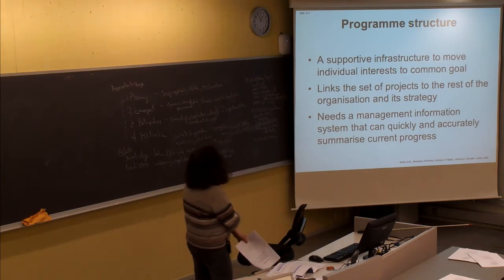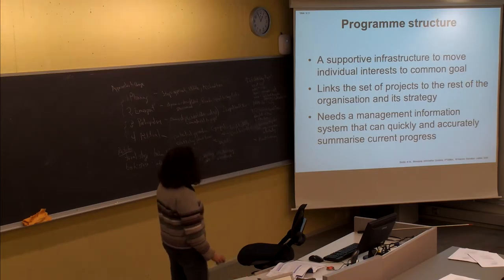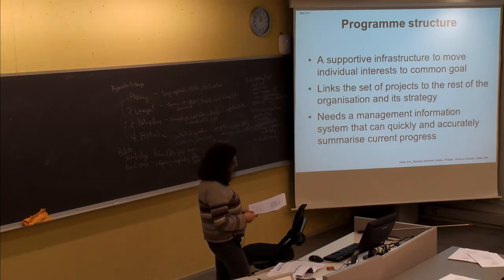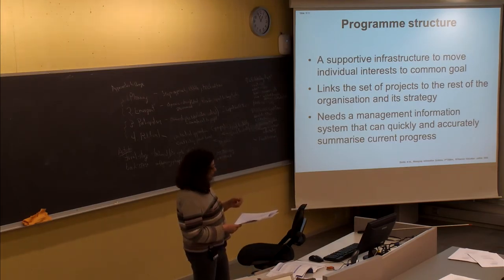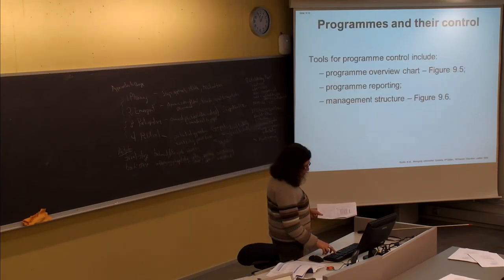Okay, program structures can allow different types of individuals, crews or groups to move towards a common goal. They link the best of projects to the strategy of the organization. And the needs of the management information system can be summarized in the project report. So we include the needs of the system, which are implemented in terms of the project report.